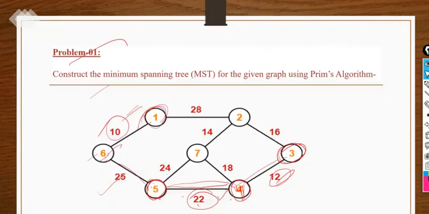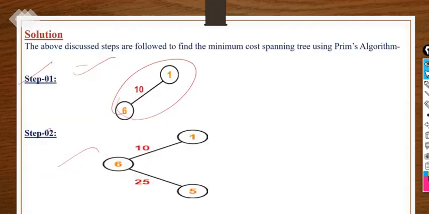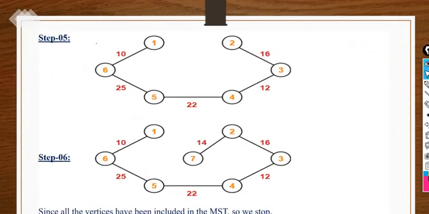Next, what do we do here? On 3, two edges are there. This we have already selected. Now select this one, 16, and select this 2. Vertex number 2. So we have selected it.